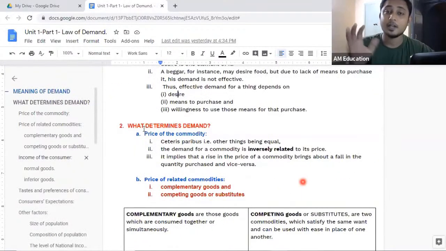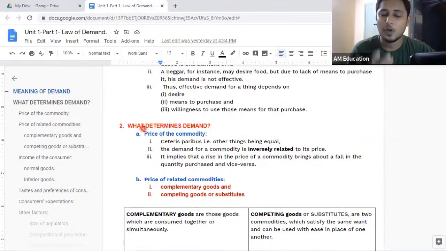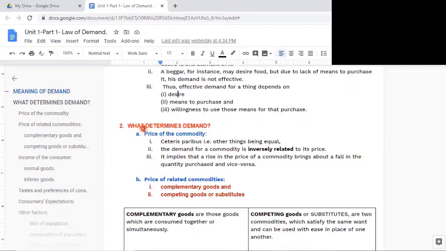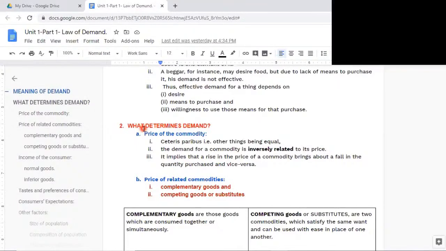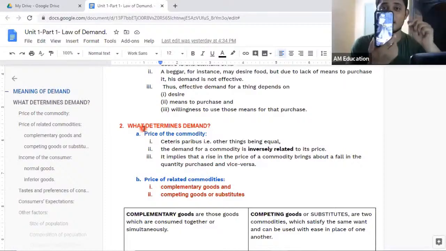So what determines demand? What do you mean by determined, any one of you? What is this? Dude, you don't know what this is? Phone. Yeah, it's a phone. Right? How did you determine that this is a phone? By seeing it. By seeing the features of this thing?